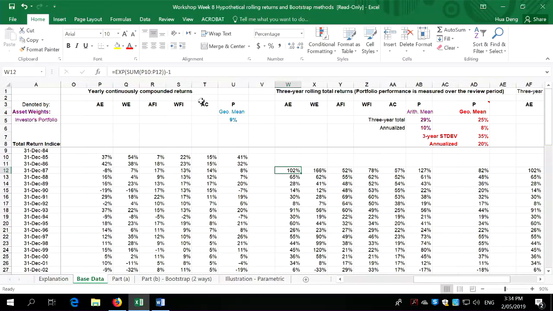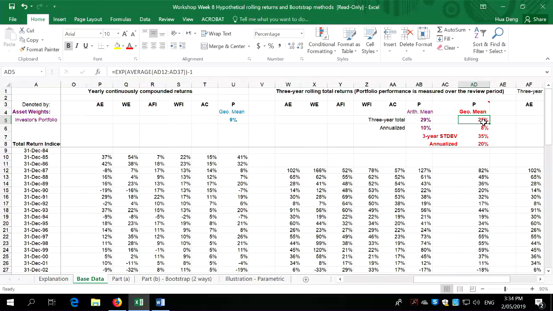So it's very straightforward to calculate the geometric mean from continuously compounded returns, and that's 25%, based on 3-year returns. It has to be the 3-year returns.